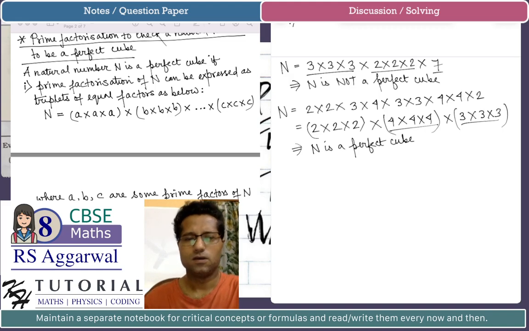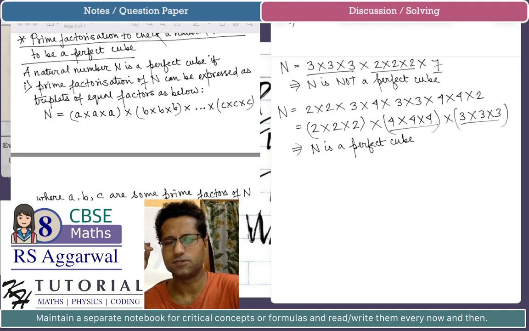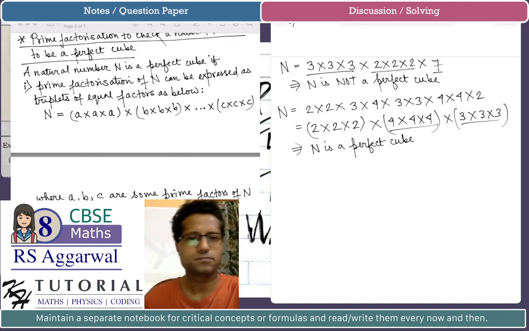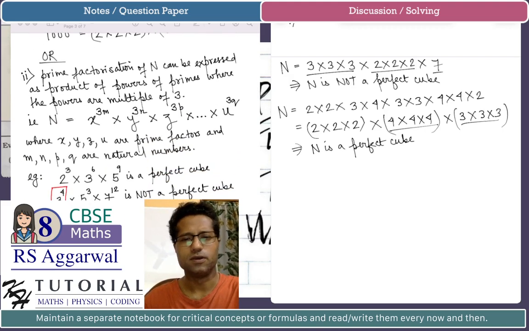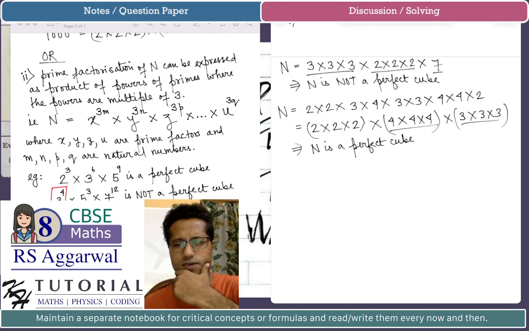So this was how you verify whether a given natural number n is a perfect cube or not using the method of prime factorization. Okay, what next? Now there is another, slightly different way where you can check whether the number n is a perfect cube or not.